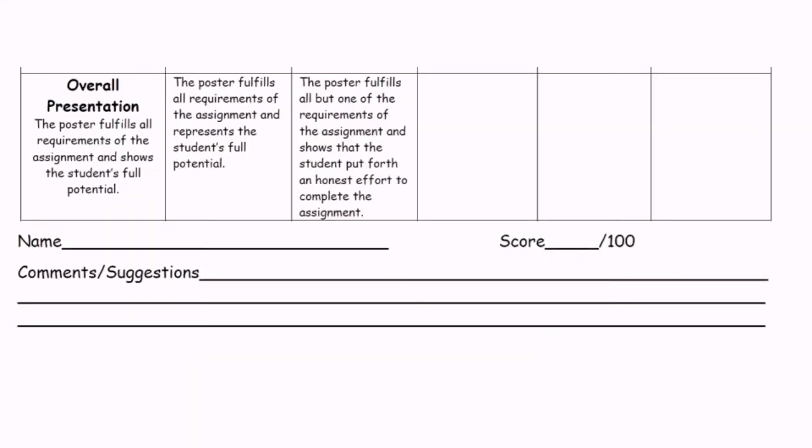And finally, overall presentation. For 20 points, the poster fulfills all requirements of the assignment and represents the student's full potential. And for 15 points, the poster fulfills all but one of the requirements of the assignment and shows that the student put forward an honest effort to complete the assignment.